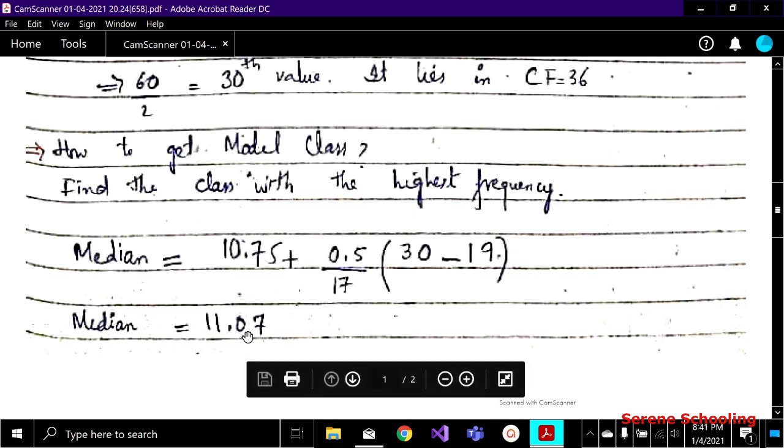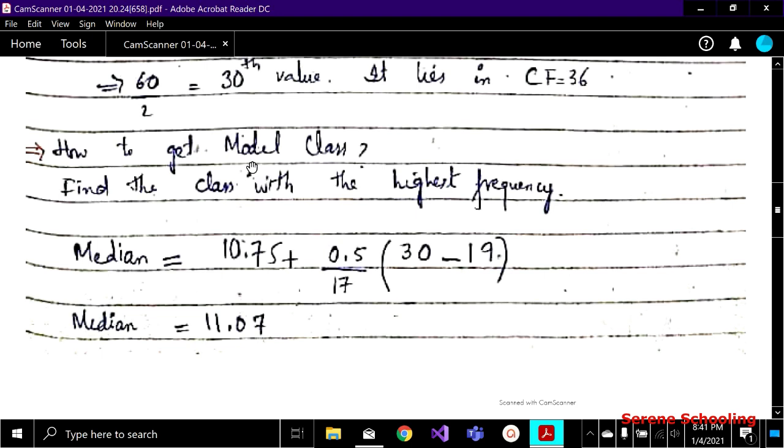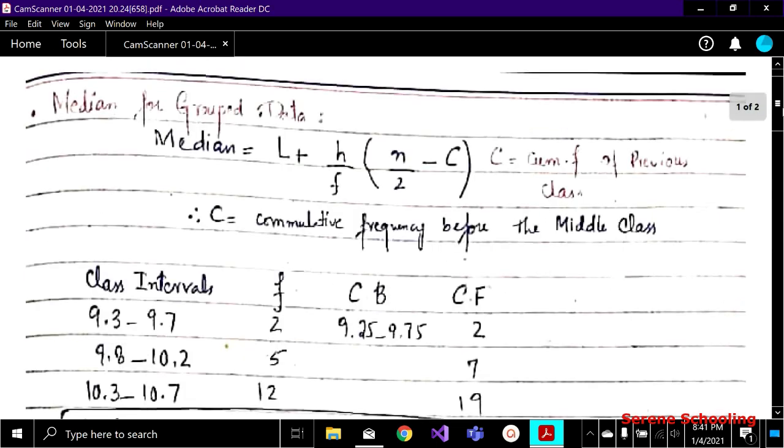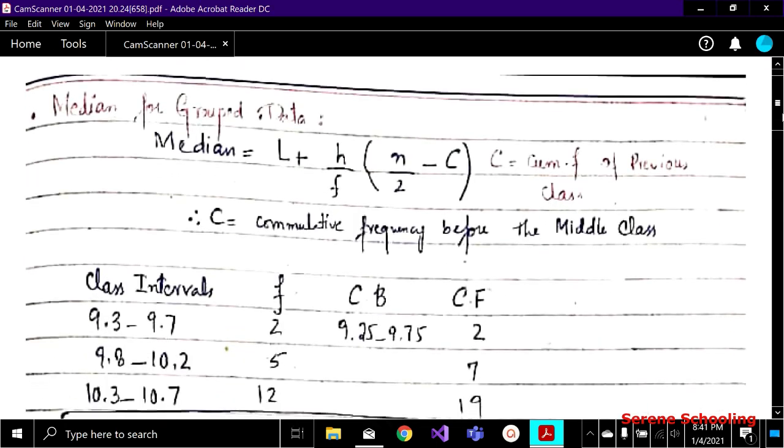Okay, this was all for the median. You can see I have also discussed the modal class, but that is about the mode: the class with the highest frequency is the mode. We will see this in the very next lecture, so wait for that. That's all for the median, for the grouped as well as the ungrouped data. So thank you.